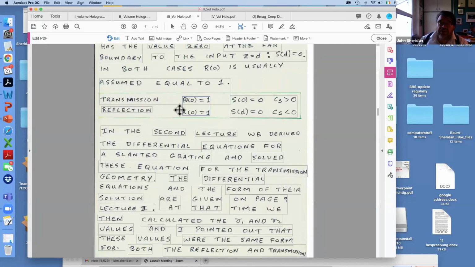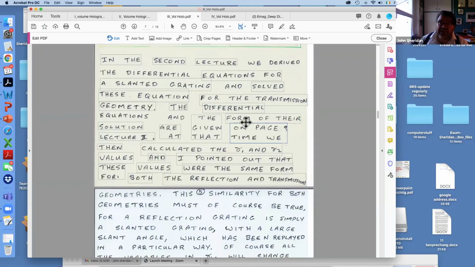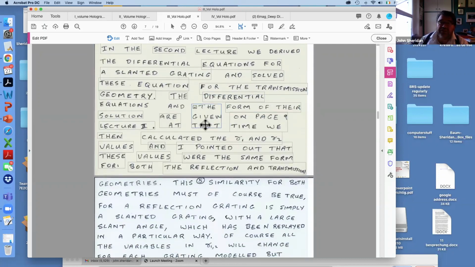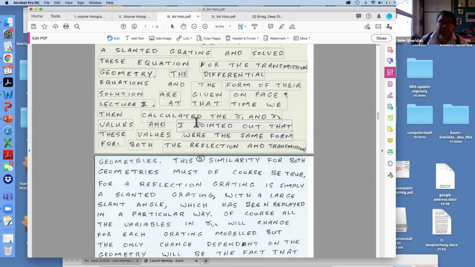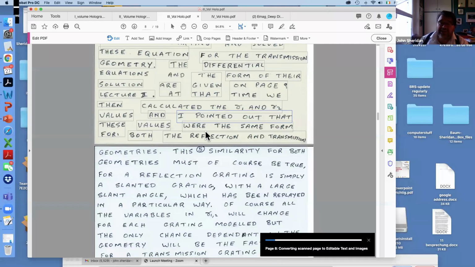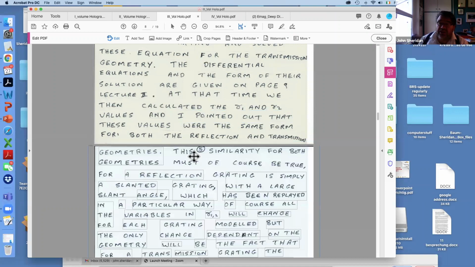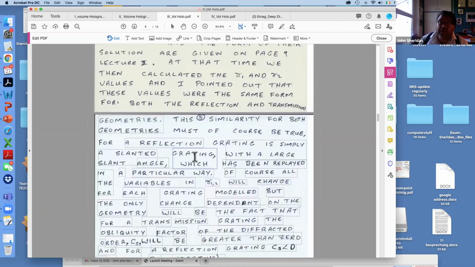So transmission and reflection. And in the second lecture, we derived the differential equations for a slanted grating and solved these equations for the transmission geometry. The differential equations and the form of their solution are given on page 9 above in lecture 2. And at that time, we calculated the gamma 1 and the gamma 2, which appear in the expressions for S of Z and R of Z. And I pointed out that these values are the same form independent of the boundary conditions. So you set up the form of solutions with these particular eigenvalues, and then you apply boundary conditions.